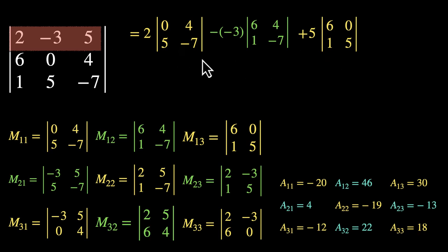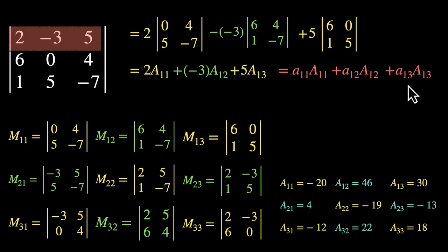So we can rewrite this. We can say this is equal to 2 times A11 plus minus 3 times A12 plus 5 times A13. And we can even generalize this. 2, minus 3, and 5 are the elements a11, a12, and a13. So we can rewrite this as a11 A11, where small stands for the element and capital stands for the cofactor, plus a12 A12, plus a13 A13. Now this is the neat formula for the determinant. We take all the elements of this row and multiply them with their corresponding cofactors, and whatever the sum is, that's going to be the determinant.